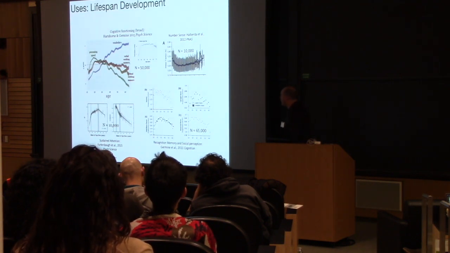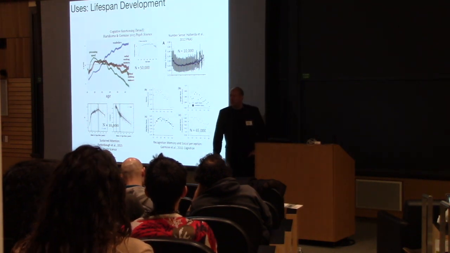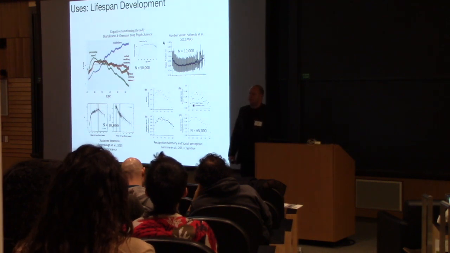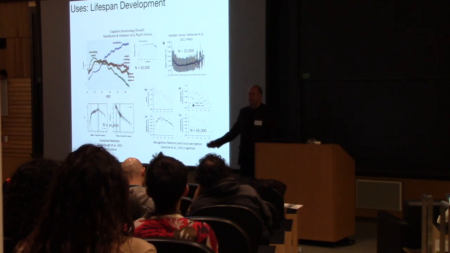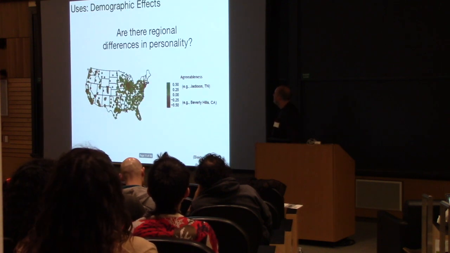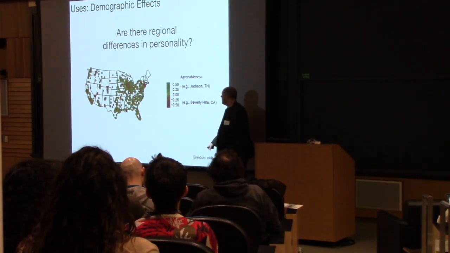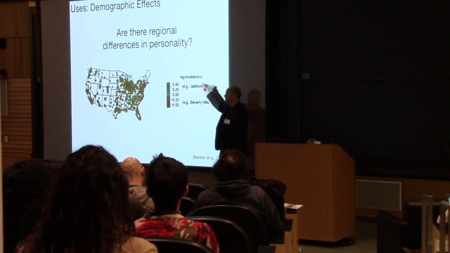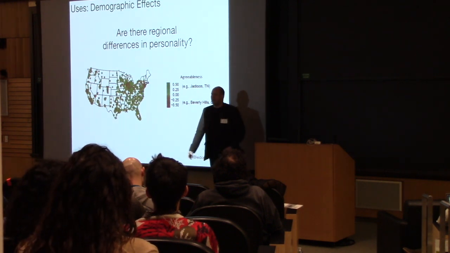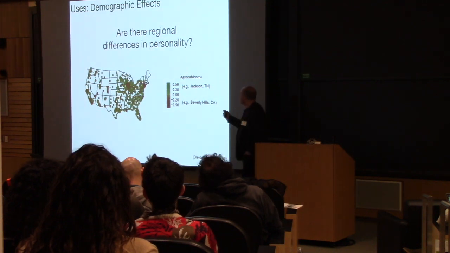And they can be used for lots of things. So here they really revolutionized the study of lifespan and development. It turns out all kinds of crazy things are happening in adulthood in terms of development and aging that we had absolutely no idea about. All the theories have basically fallen apart. There aren't new ones yet, but there's a whole lot of new data coming out all the time. There's lots of really interesting work looking at different demographic effects. So if you do Big Five personality tests of people all around America, do certain cities have different personalities? The answer is not really, but anyway.